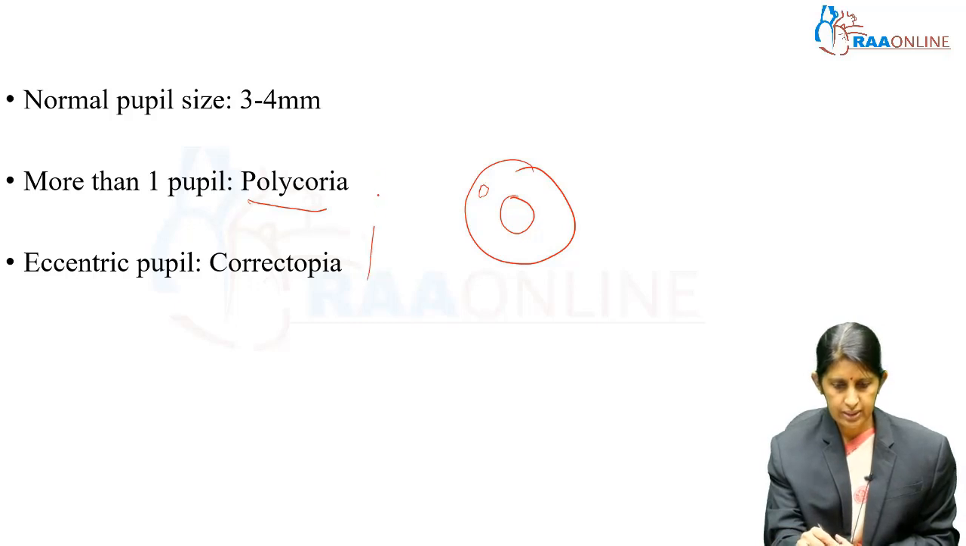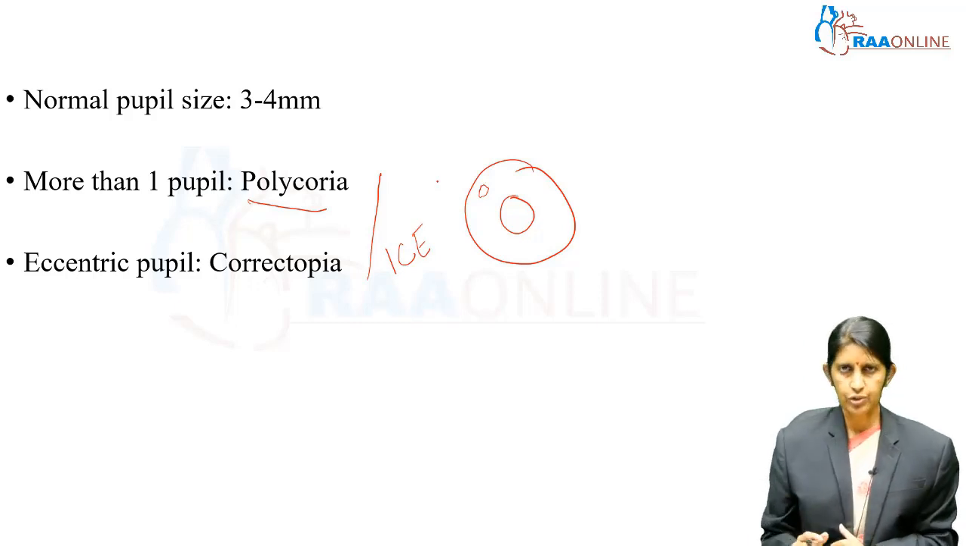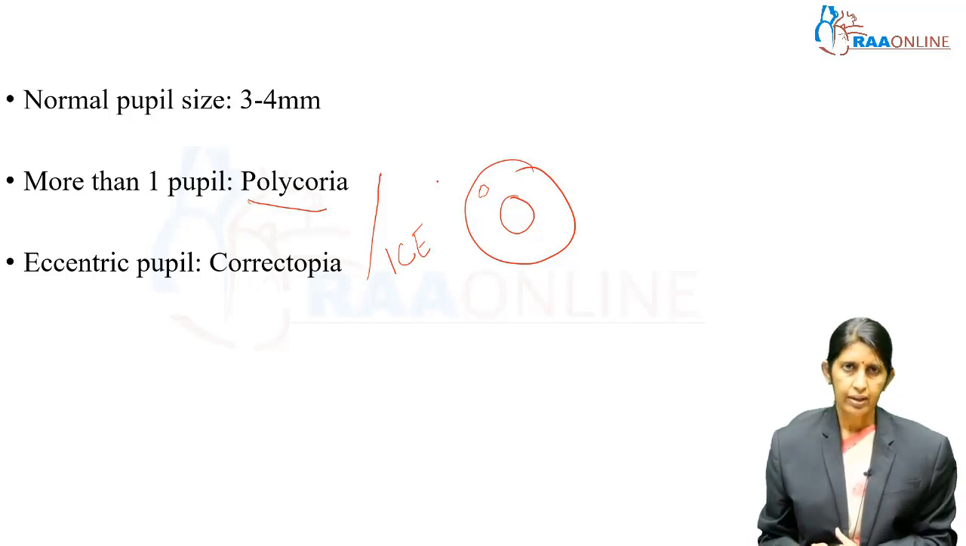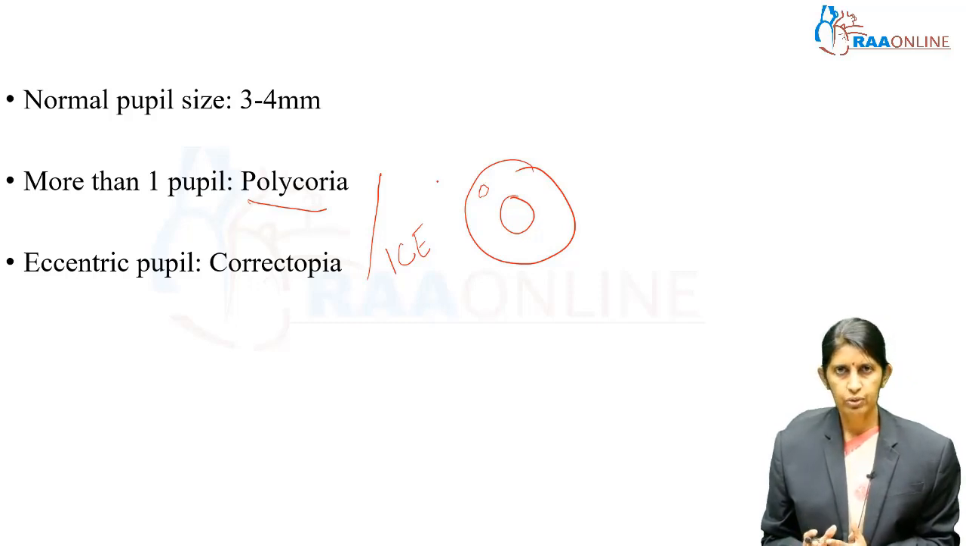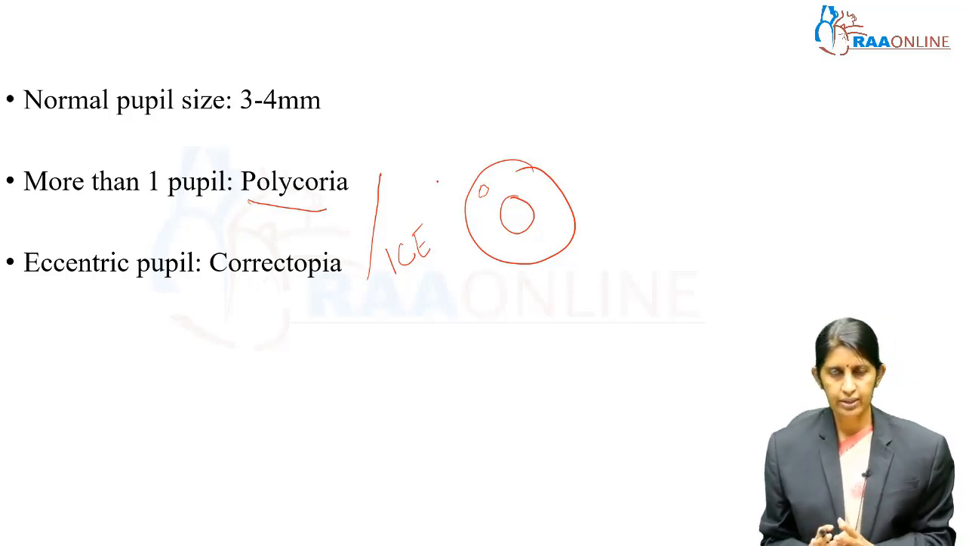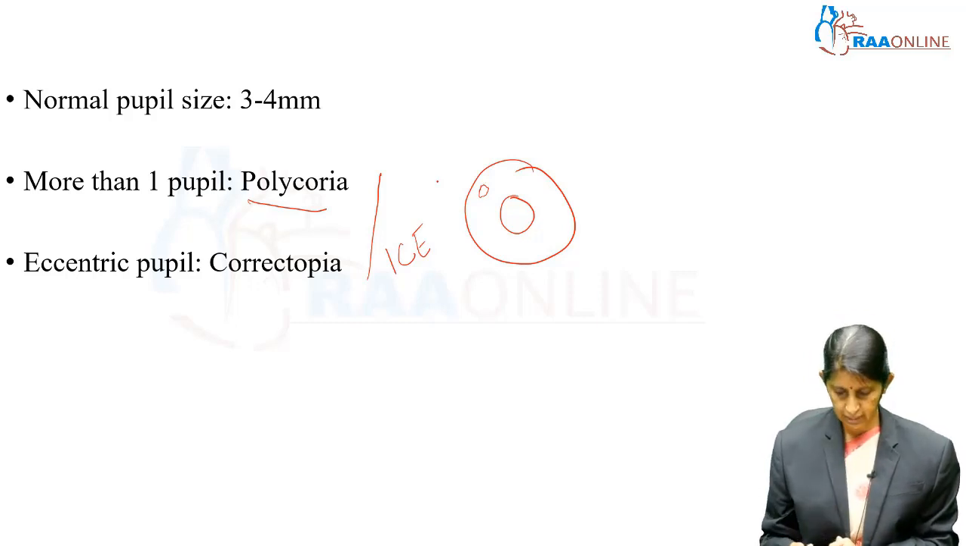Both these conditions are present in a type of glaucoma called iridocorneal endothelial syndrome, which we will discuss when we talk about glaucoma in detail. But essentially, it is a consequence of iris atrophy or many processes that can lead to the iris muscle getting weak and forming these multiple apertures.